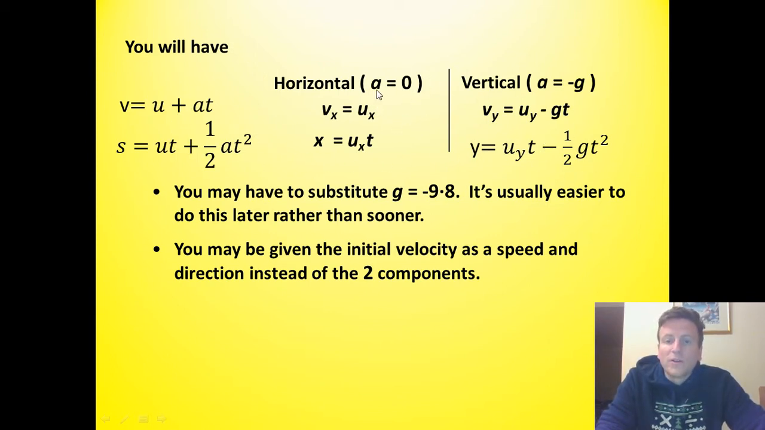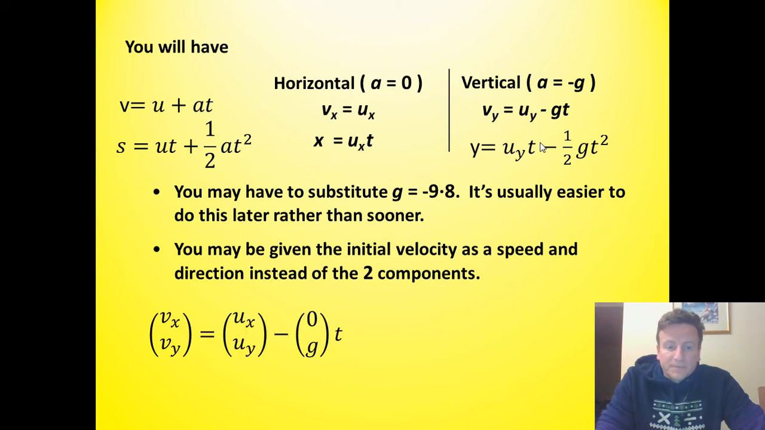Okay, with the horizontal, acceleration is 0, and in the vertical, acceleration is equal to negative gravity. It's up to you when you're subbing in, but quite often it's easier to do this later rather than sooner, so just leaving it as g is probably the better way of dealing with this. Sometimes in the question they might tell you that gravity is 10. That's just to make things a little bit easier to answer.